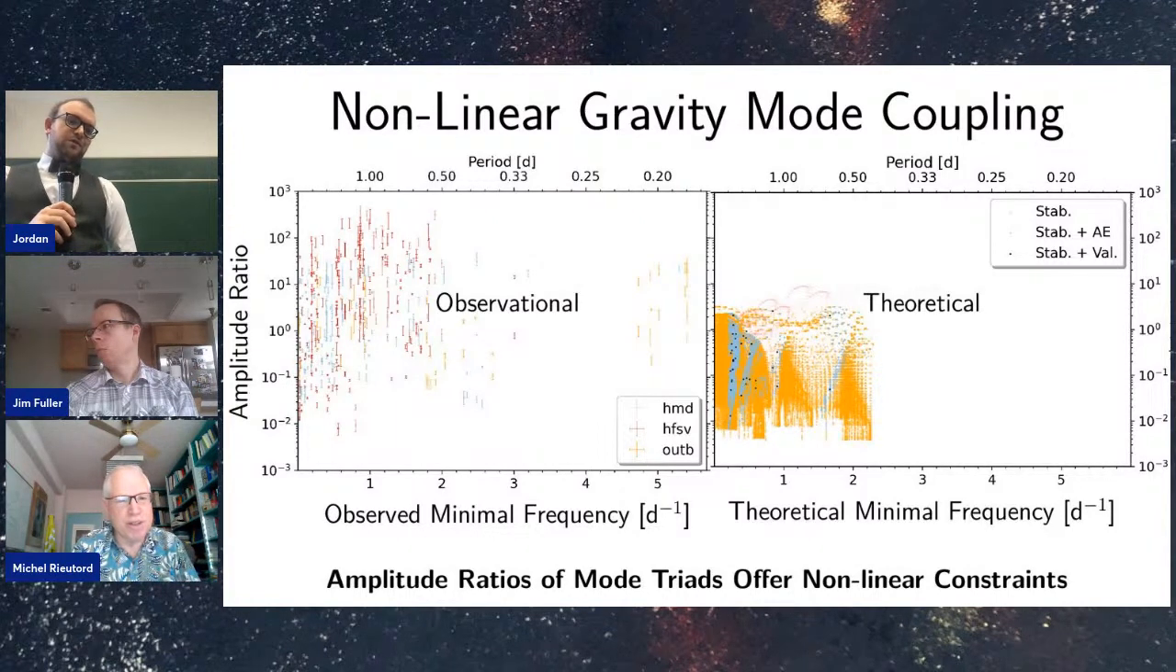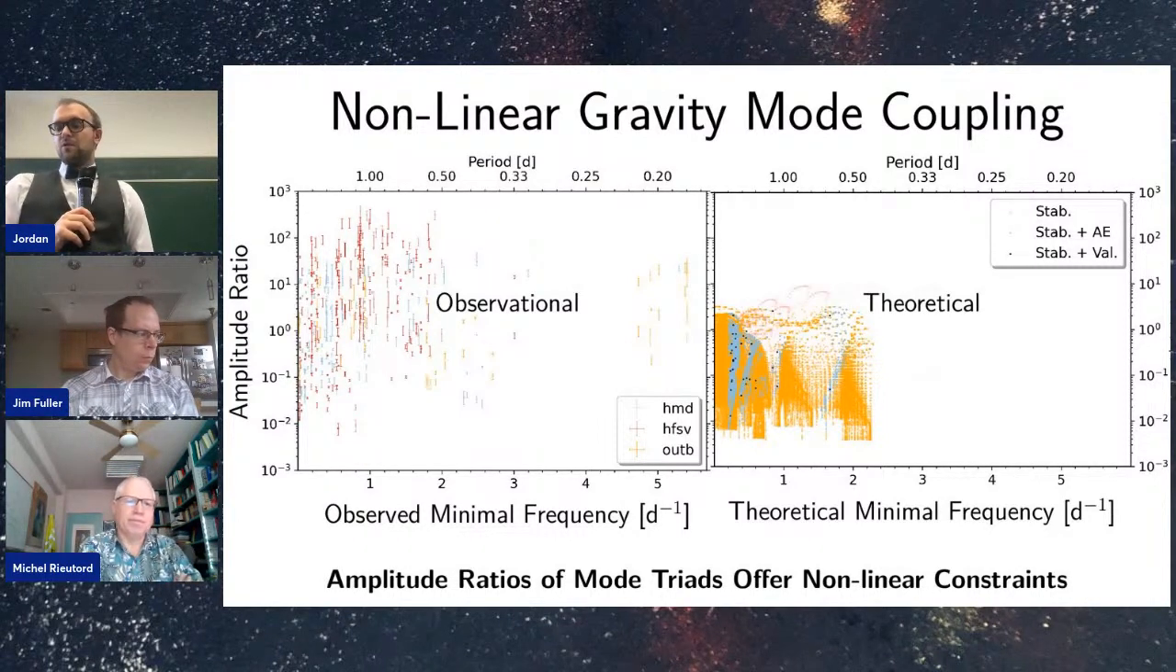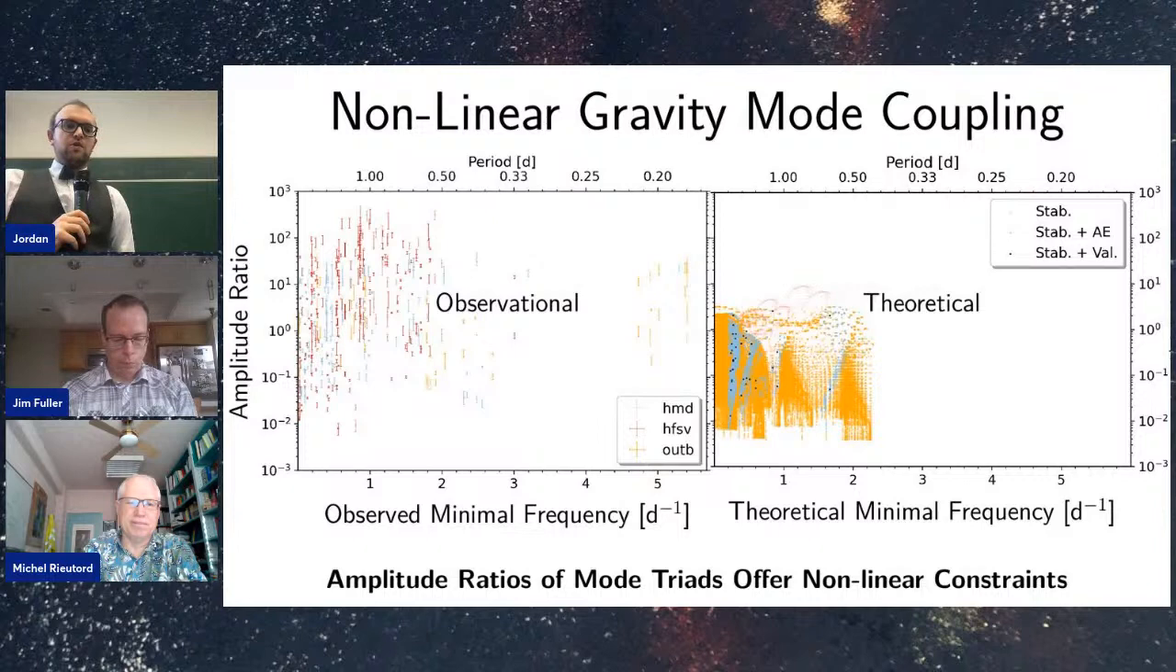These modes are of course very sensitive to these conditions in the near core region. So if you would add additional physics, such as, let's say, a differential rotation profile, what can we learn from these amplitude ratios?